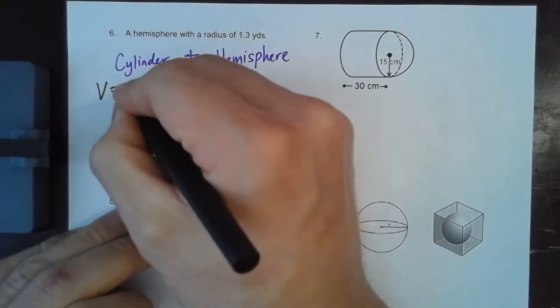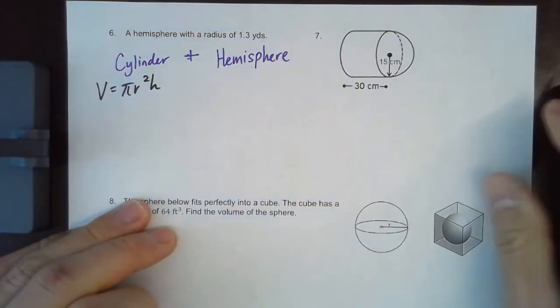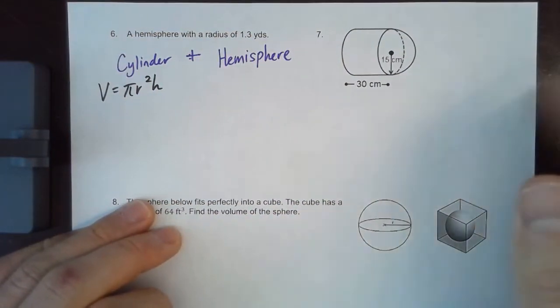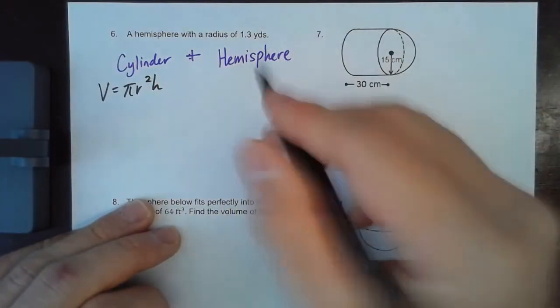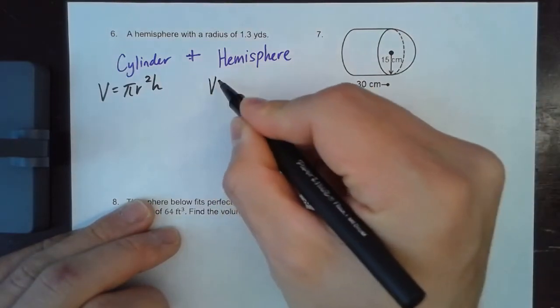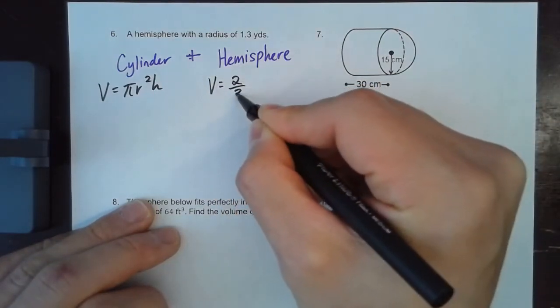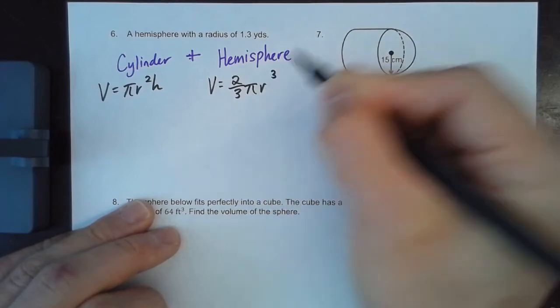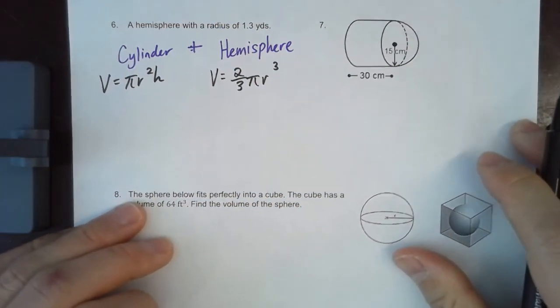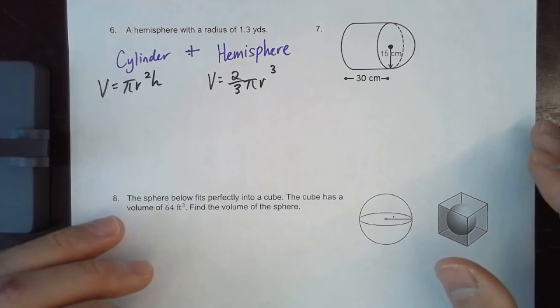The volume of a cylinder is going to be pi r squared h. We know that from the 5.2a lesson. Since a hemisphere is half of a sphere, it's not 4/3 pi r cubed. It's exactly half of that, which is 2/3 pi r cubed.